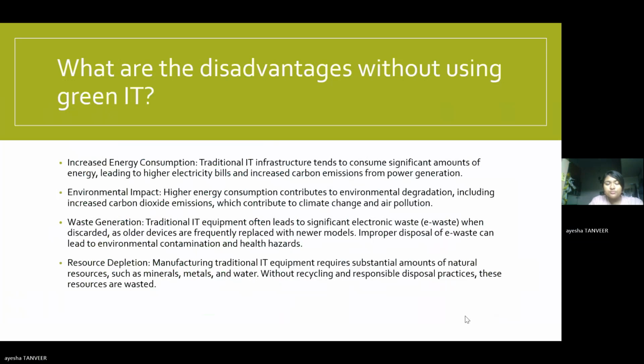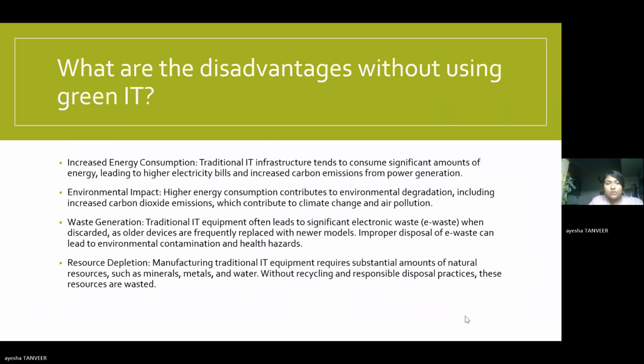air pollution. Waste generation. Traditional IT equipment often leads to significant electronic waste, e-waste, when discarded, as older devices are frequently replaced with newer models. Improper disposal of e-waste can lead to environmental contamination and health hazards. Resource depletion. Manufacturing traditional IT equipment requires substantial amounts of natural resources such as minerals, metals, and water. Without recycling and responsible disposal practices, these resources are wasted.